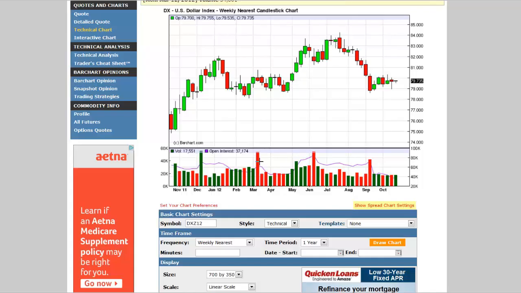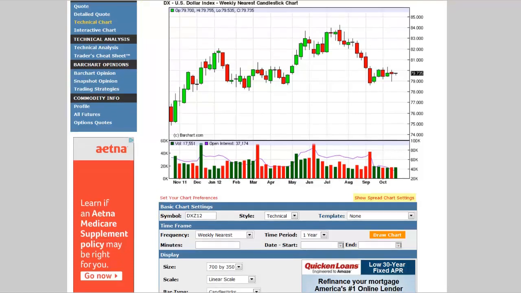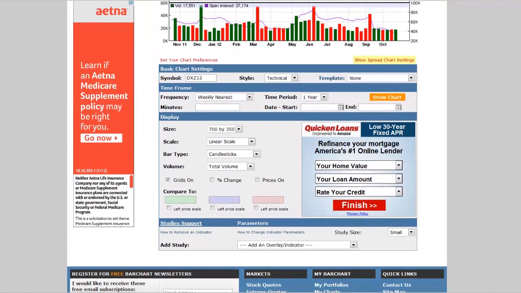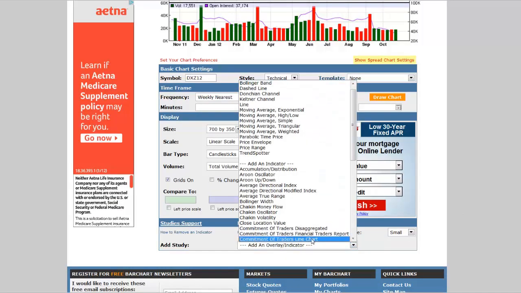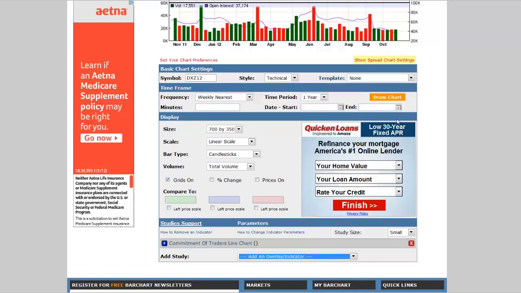Okay, now by itself, that's wonderful. But how do you confirm that? How do you see the x-ray view, so to speak, of this open interest indicator giving you the insight that we're supposing it's doing here? Well, you scroll down to this little area on your page and it says Add Study. Click on this tab here, and you're going to go to Commitment of Traders Line Chart. Tap that, then Draw Chart.